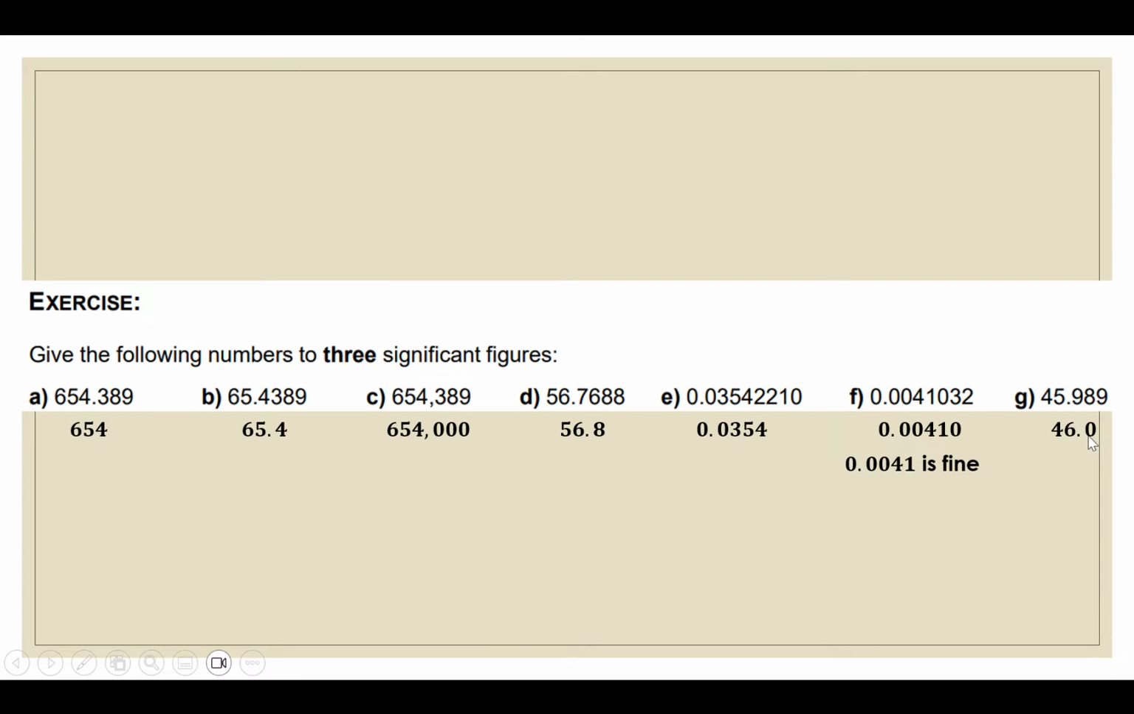It's 46.0. After the decimal point, the zeros become significant. Before the decimal point you may not consider them to be significant, possibly not, but they still could be. But after the decimal point, they are counted as significant. So that's in relationship to question G there.